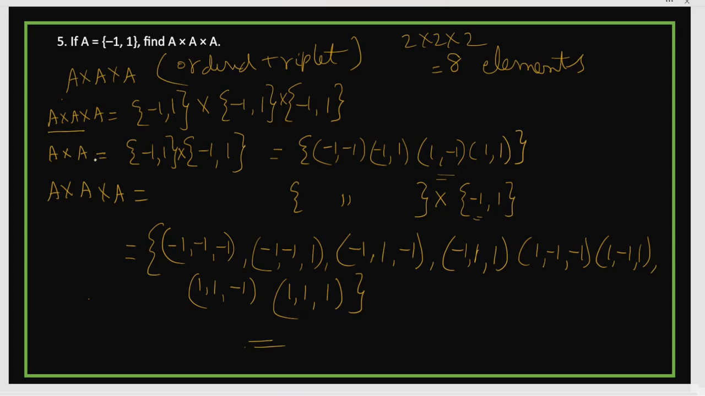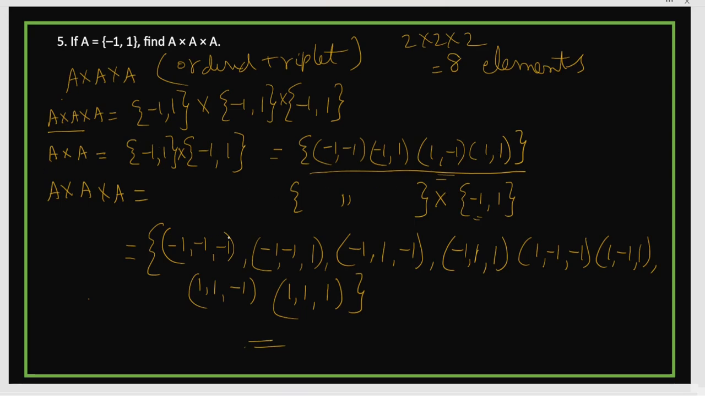A into A, it is easier to take the first two, cross product first, and then multiply the result with the third one. A into A is minus 1, 1 into minus 1, 1. First the minus 1 element is taken, pairing with the remaining two: minus 1, minus 1 is the first pair, and minus 1, 1 is the second pair. Then the second element 1 pairs with the remaining two elements: 1, minus 1 and 1, 1. This is A into A.